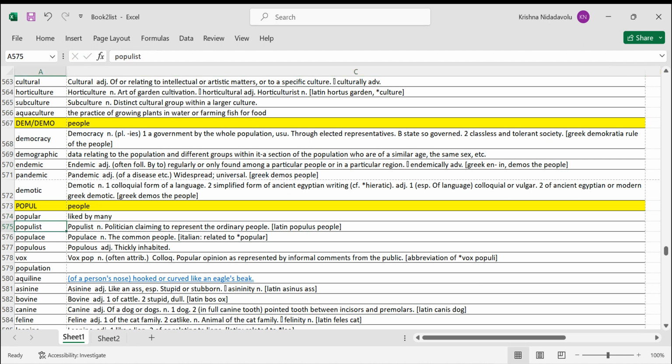Populist. Populist is a person who believes in the rights, wisdom, or virtues of the common people. He claims that he is the representative of the ordinary people. Populist government. Populist party. They claim or they fight in the interest of farmers or in the interest of middle class or lower class people. Populace. Populace is common people, common public, masses, population.